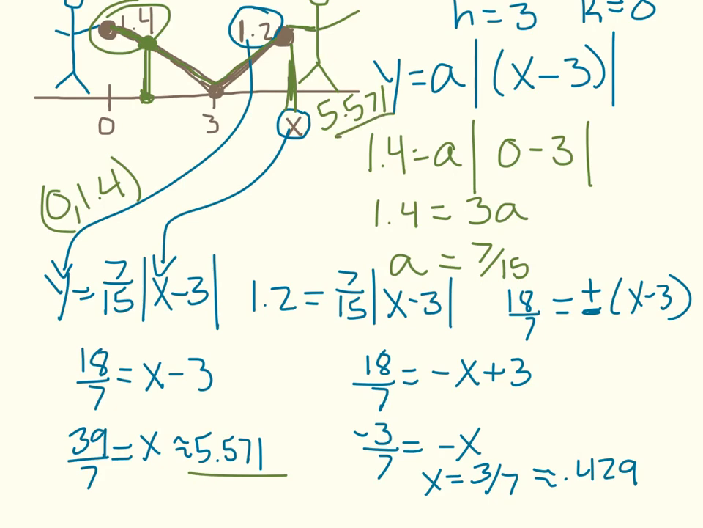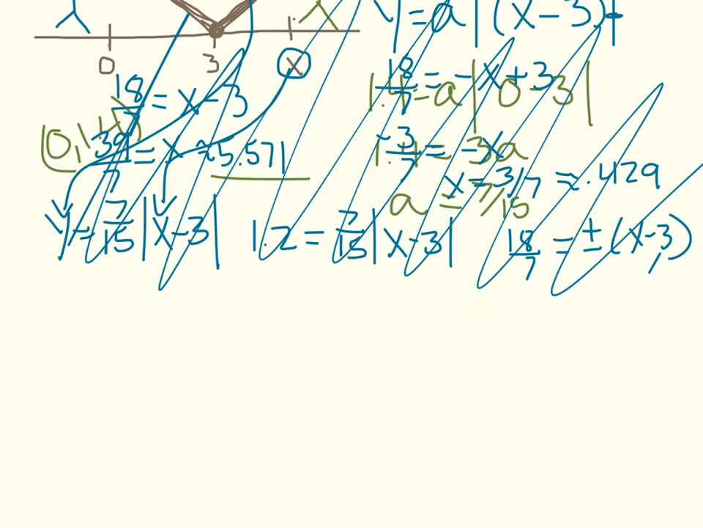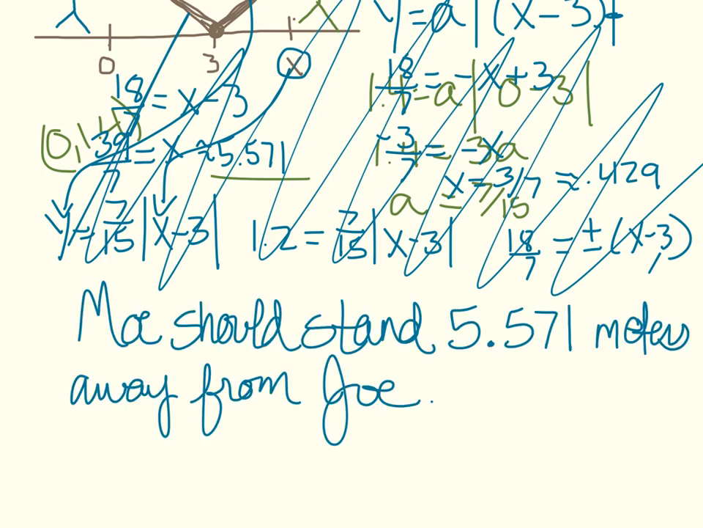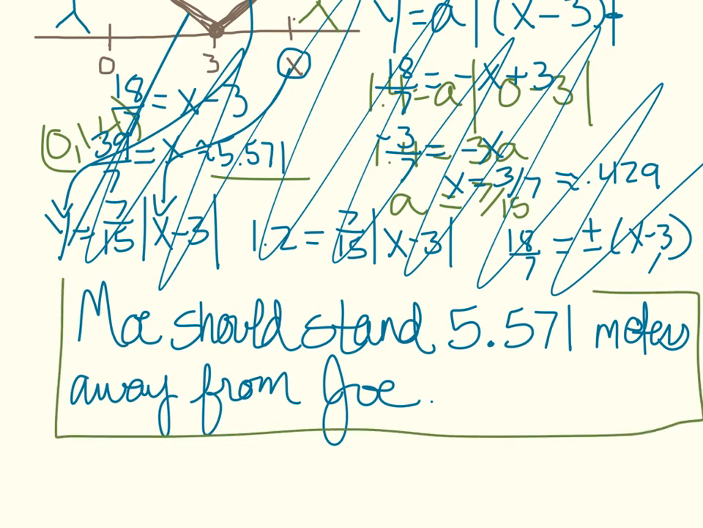So where would he stand? Ew, I made a mess of that. That's okay. Where would he stand? Mo should stand 5.571 meters away from Joe. And that's the answer to our word problem in a nice, complete sentence with units and three decimal places and all that other good stuff.